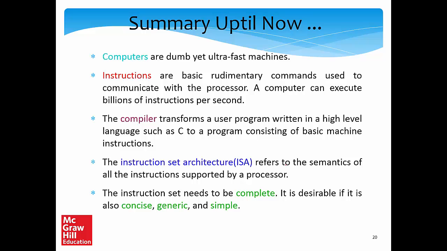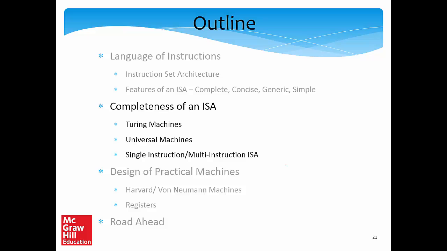So we want an instruction set to be complete, in the sense that it should be possible to write any kind of program with it. It is additionally desirable if it is also concise, generic, and simple. But then again, we are getting into the RISC versus CISC debate, which has been a very consuming debate in the computer architecture community. That's the reason I said that you would want a concise, generic, and simple ISA, but there are other trade-offs as well. We are just not in a position to discuss the trade-offs right now.